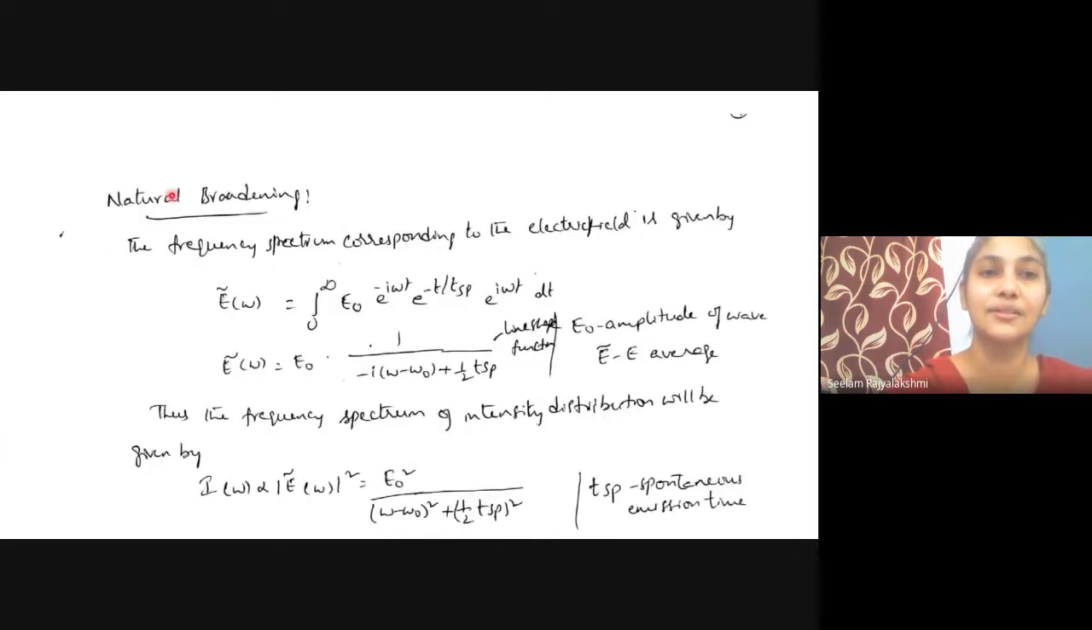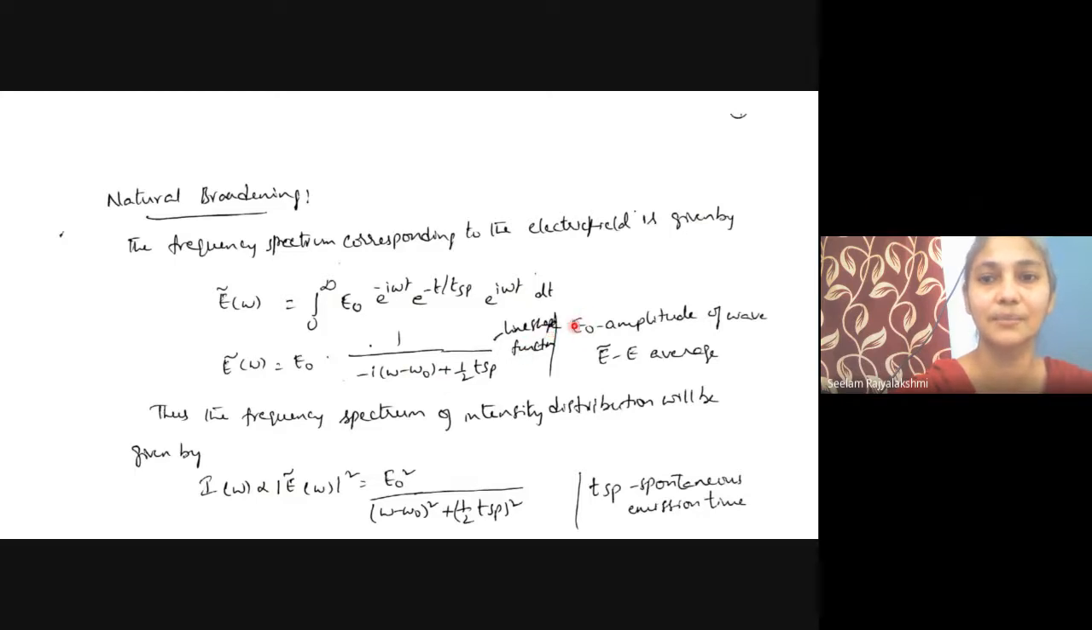Now let us see the natural broadening. Naturally we will obtain this broadening. The frequency spectrum corresponding to the electric field is given by E bar of omega, which equals integration 0 to infinity E naught e power minus i omega t, e power minus t by 2 tsp, e power i omega t dt. So E bar of omega equals E naught by minus i (omega minus omega naught) plus half tsp. This is the line shape function.